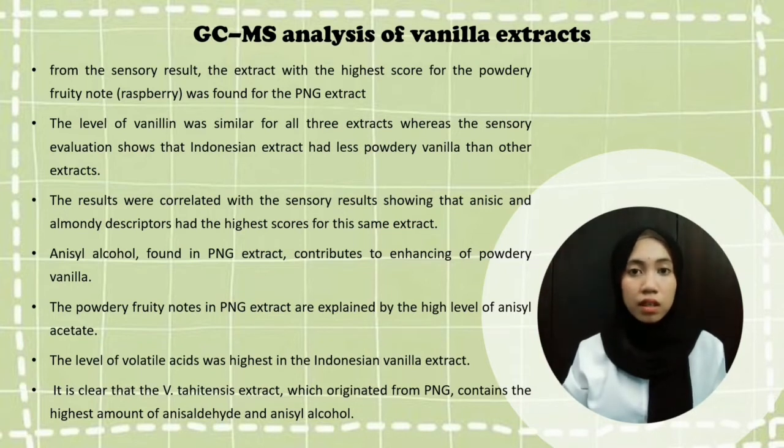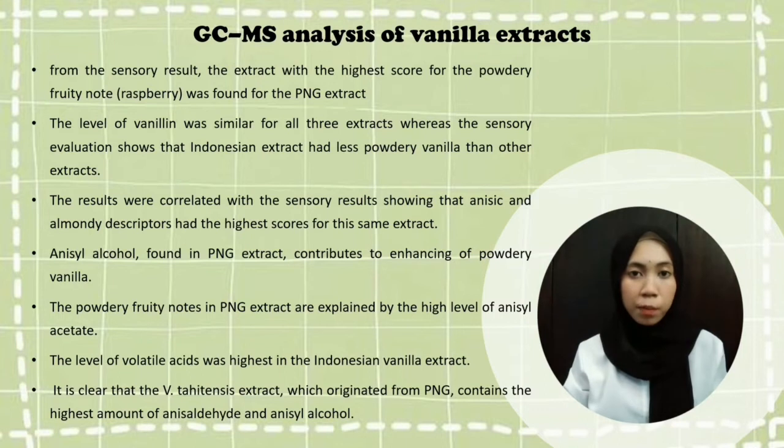The result was correlated with the sensory result, showing that anisyl and almond descriptors had the highest score for the same extract. Ethyl butanoate and ethyl hexanoate have the highest levels among the ethyl esters, found mainly in the Indonesian extract. Anisyl compounds found in the PNG extract contribute to enhancing the powdery vanilla. The sensory results show that the Indonesian extract as well as the Madagascan one had a high score for the rum descriptor. The powdery fruity notes in the PNG extract are explained by the high level of anisyl acetate.